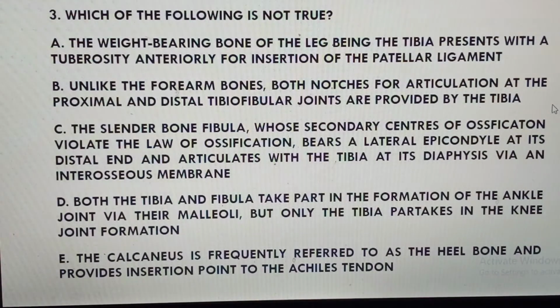Option B says, unlike the forearm bones, both notches for articulation at the proximal and distal tibiofibular joints are provided by the tibia. That's also a very true statement. We've already seen that.